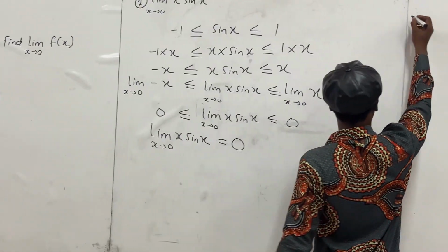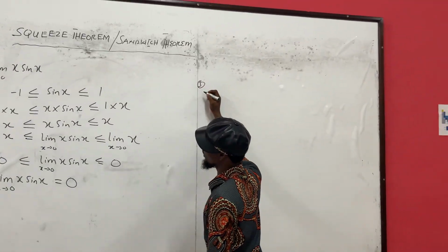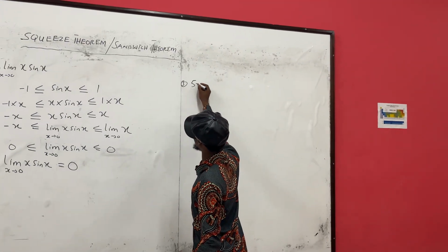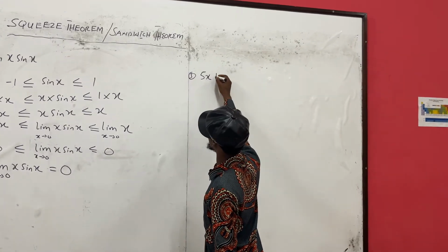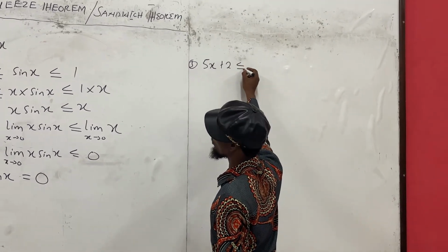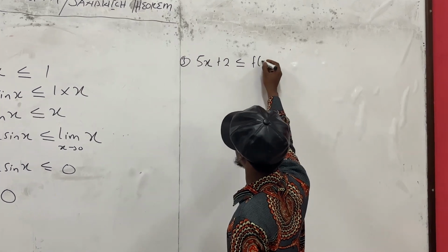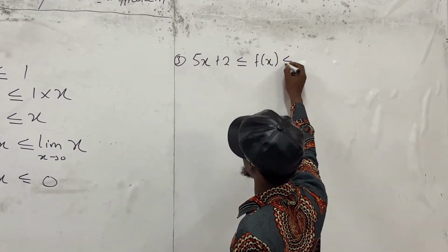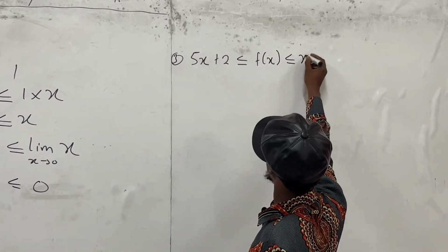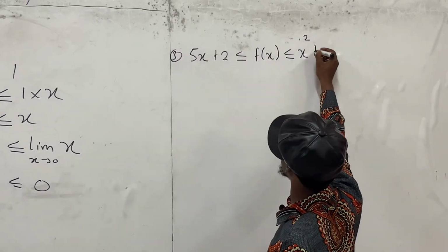The third question reads: given that 5x plus 2 is less than or equal to f of x, which is less than or equal to x squared plus 8.